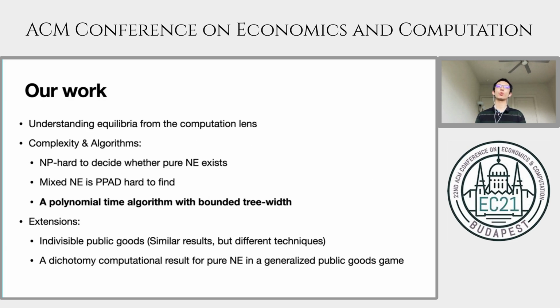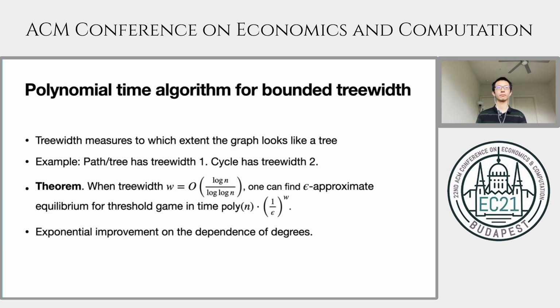Okay, then I will go to our second result, and I will present a polynomial time algorithm for bounded tree-width graphs. Tree-width is a widely studied concept in graph theory, and intuitively speaking, it measures to which extent the graph looks like a tree. I will omit the detailed and technical definition of tree-width, but I just want to mention that many simple or complex graphs have low tree-width. For example, a tree and a path have tree-width 1, while a cycle has tree-width 2.